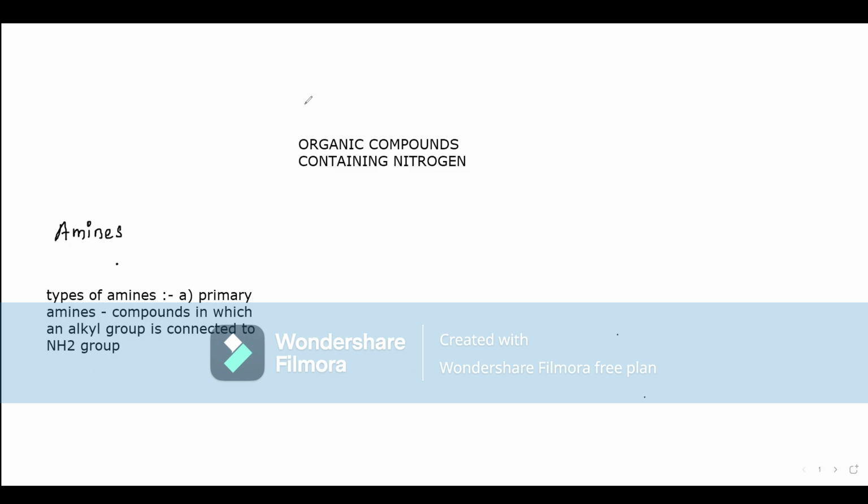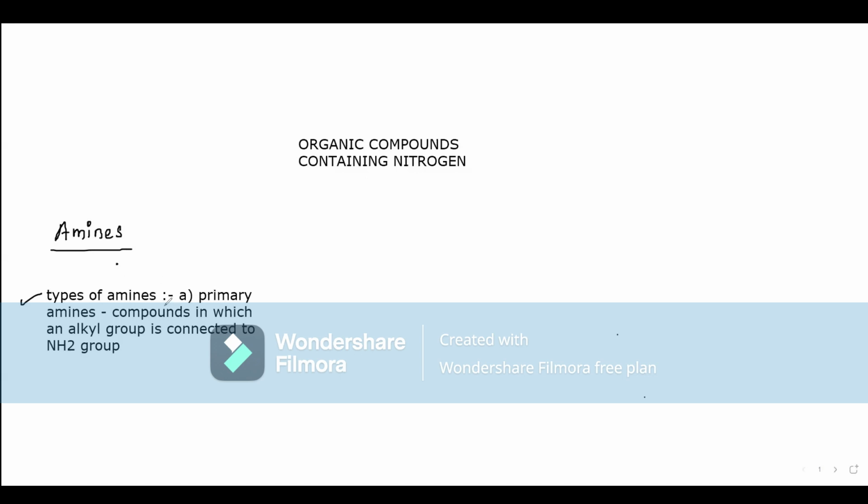Today's topic is Class 12 ISC Organic Compounds Containing Nitrogen. There are two organic compounds of nitrogen that we need to study here. One is amines and the other one is diazonium salts, diazonium chloride. Let us begin with amines. So, before we learn the preparation and properties, it will be better if we get familiar with the types of amines.